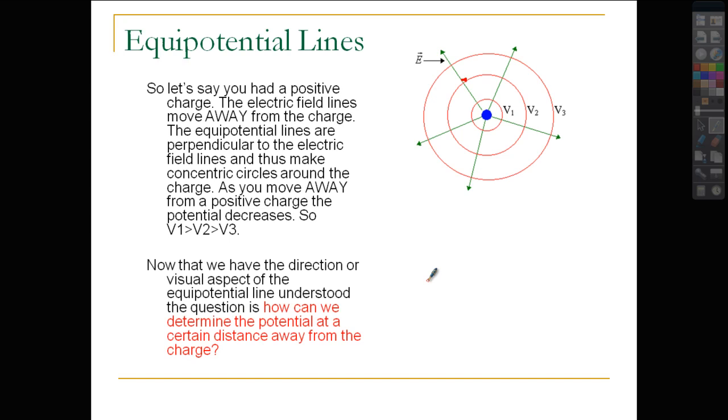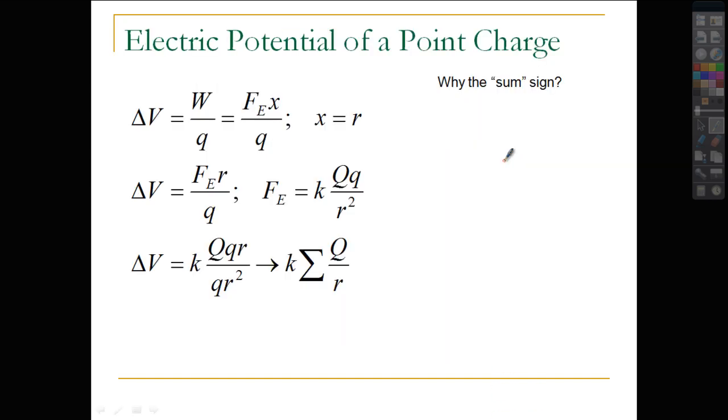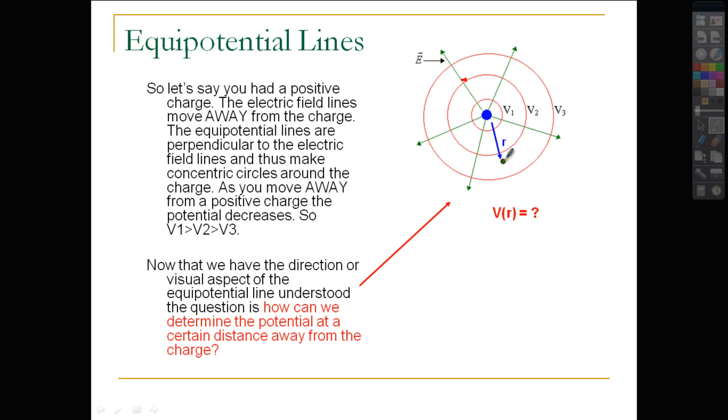Now that we have the direction or visual aspect of the equipotential lines understood, the question is, how can we determine the potential at a certain distance from the charge? So we want to know what the potential is at a certain distance from the charge. So let's say this little guy right here. We don't know the potential for this little green dot. And here's how we do that.